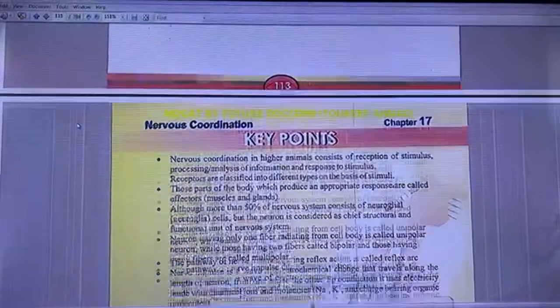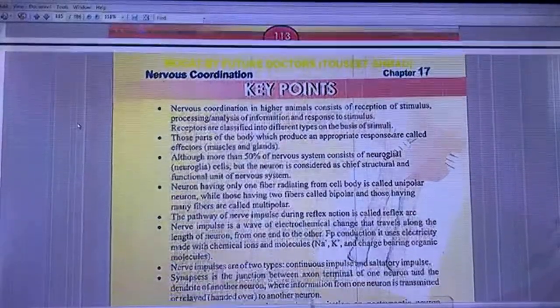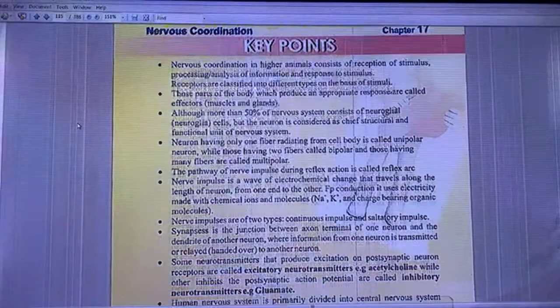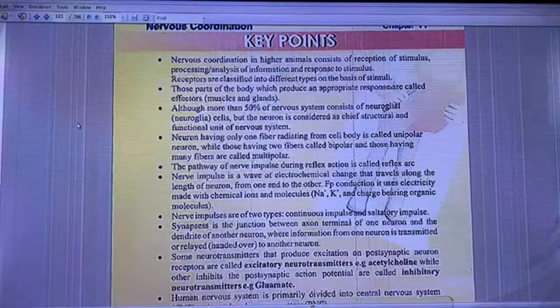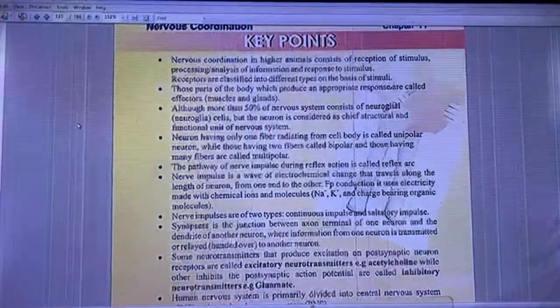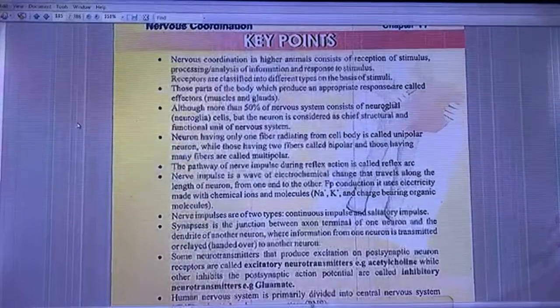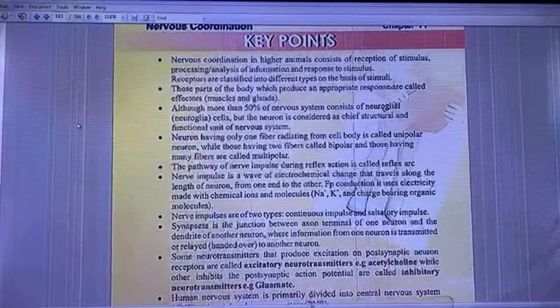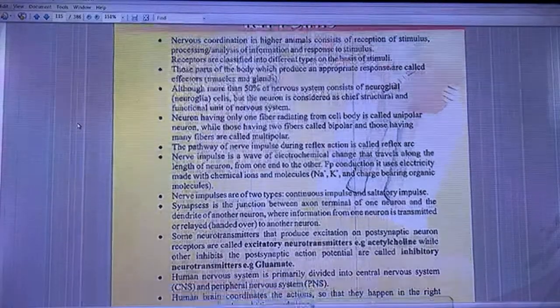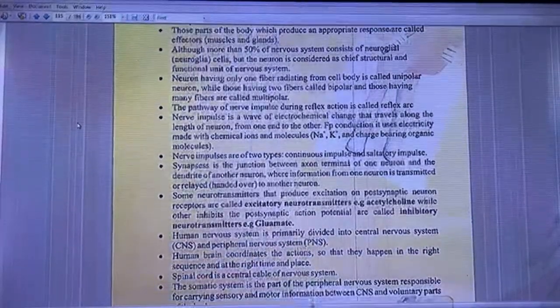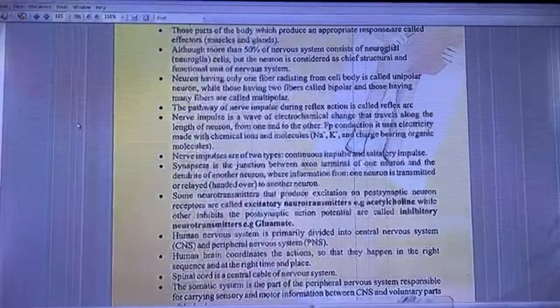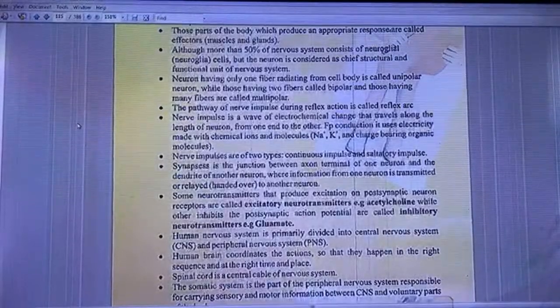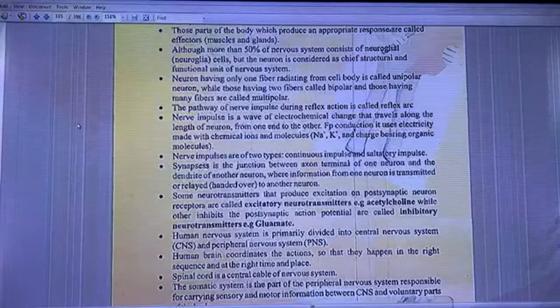Key points. Nervous coordination in higher animals consists of reception of stimulus, processing and analysis of information, and response to stimulus. Receptors are classified into different types on the basis of stimuli. Those parts of the body which produce an appropriate response are called effectors, muscles and glands.